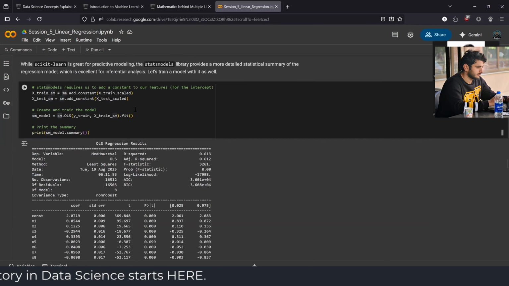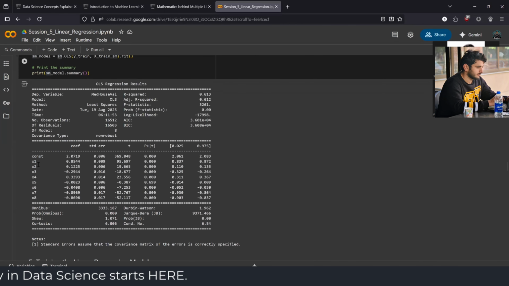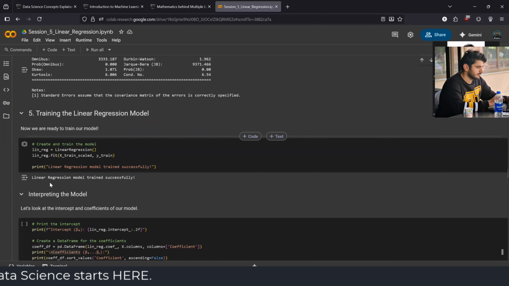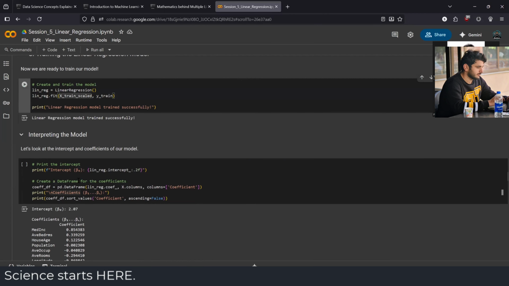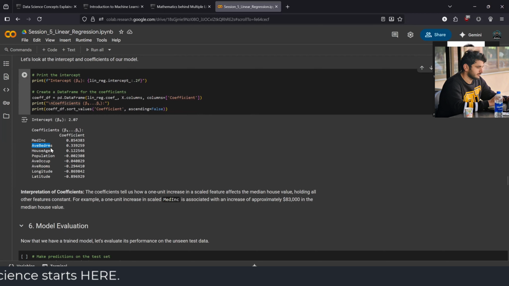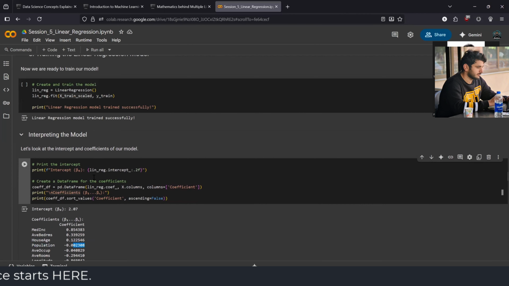Now, when we use the statsmodels API, it's giving us x1, x2, x3. So it is basically giving us generic names. But when we use sklearn, it gives us proper names, that for this particular column we have this coefficient, for this column we have this coefficient, and so on. So that's why sklearn is more used in industry standards.